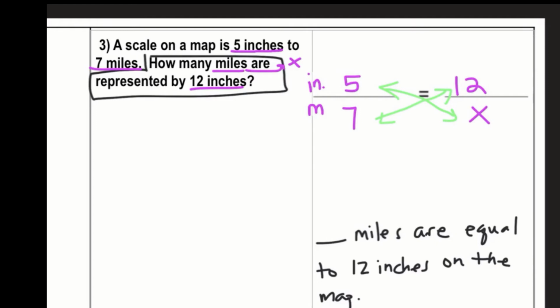16.8. Yes. So X equals 16.8. That's 16.8 miles are equal to 12 inches on the map. And we solved this proportion using cross products.